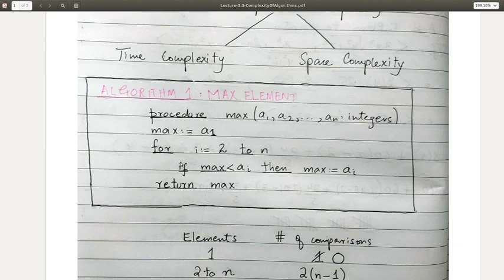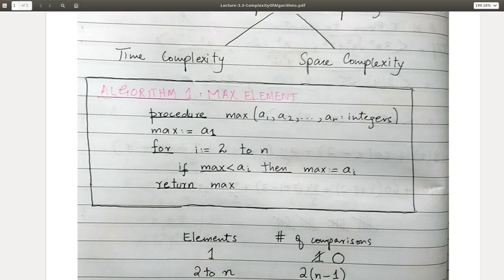For example, let's suppose you executed this line and then you went back to the for loop. Your for loop is going to increment i, and it's going to compare whether it's still in this range or not. So one comparison is already happening here. And another comparison is happening when you're checking whether max is less than A_i. So in each step of this for loop, you're doing two comparisons. One to check whether your i is in this range, and two to check whether your maximum is less than or equal to A_i.